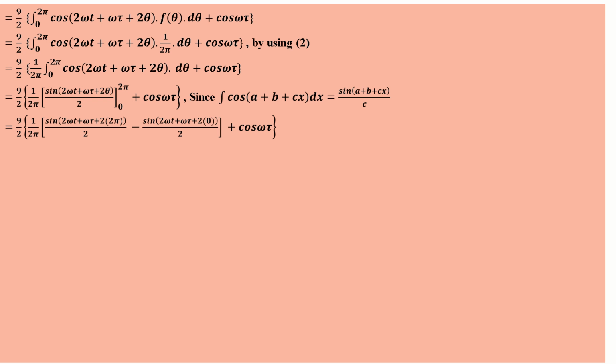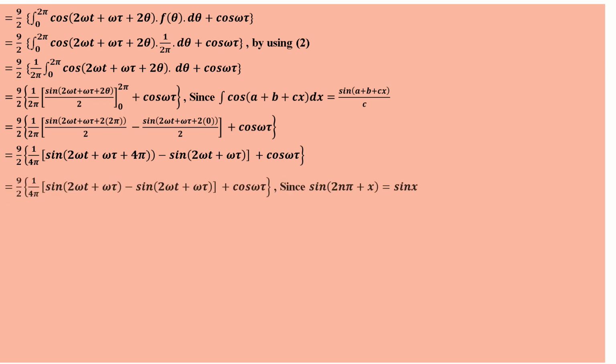9 by 2 into 1 by 2 pi [sin 2 omega t plus omega tau], we are giving the upper limit theta, so 2 into 2 pi divided by 2 minus sin 2 omega t plus omega tau plus 2 into lower limit 0 by 2 plus cos omega tau, which is equal to 9 by 2, 1 by 4 pi [sin 2 omega t plus omega tau], 2 into 2 is 4, so 4 pi minus 2 omega t plus omega tau plus cos omega tau.